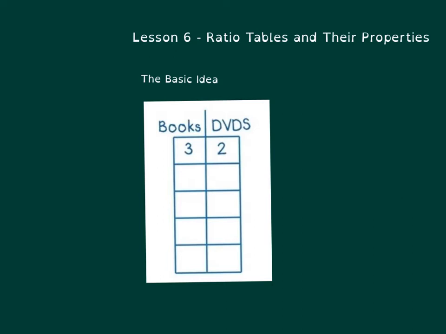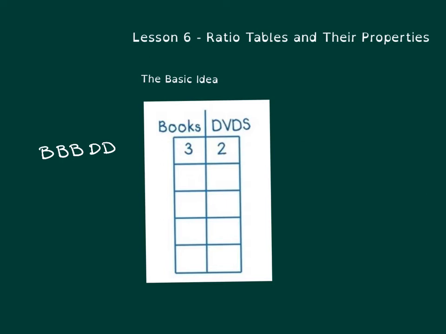So here I've got an example where I'm looking at the ratio of books I have to DVDs. And so it says that I have 3 books for every 2 DVDs. So instead of drawing a picture, I'm just going to write it this way. I'm just going to use the capital B for books, and I'll use D for DVDs. And so this is going to show my relationship of 3 to 2. So for every 3 books, I have 2 DVDs.